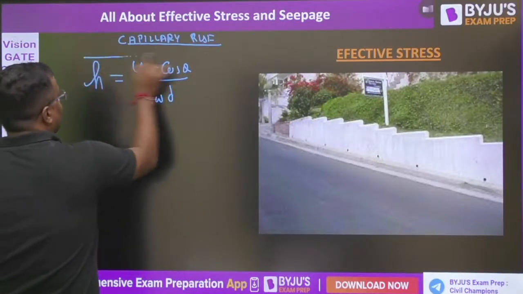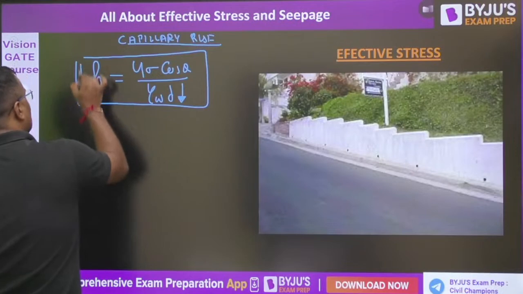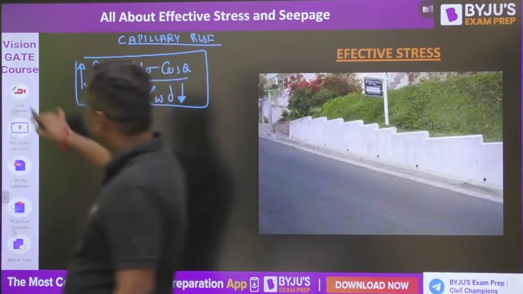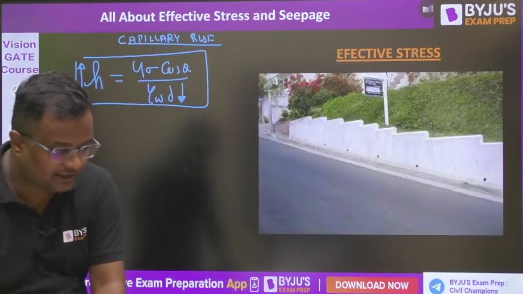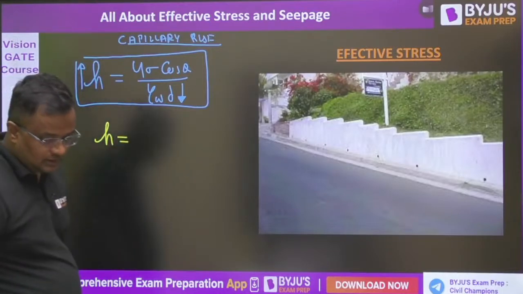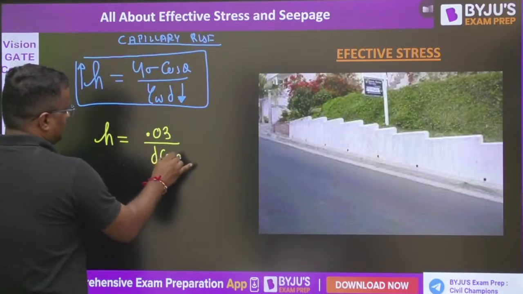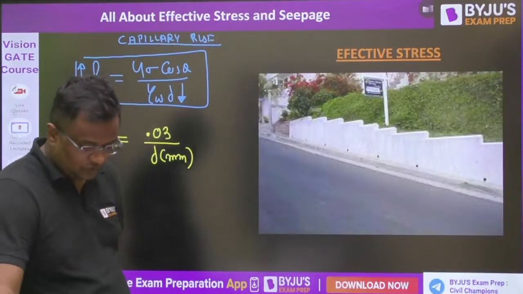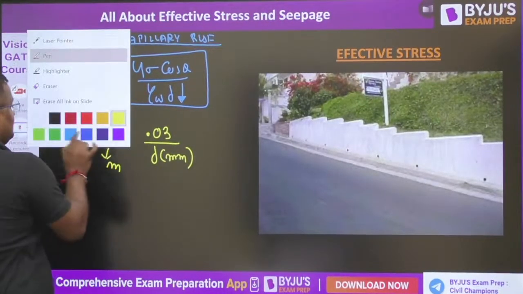D is the diameter of the capillary tube. If the capillary tube diameter is less, then the rise will be more. There are certain empirical formulas also that students sometimes miss. What are those empirical formulas for finding the capillary rise? One is H is equal to 0.03 upon D in mm, where D is the diameter of the tube and H is the capillary rise in meter.